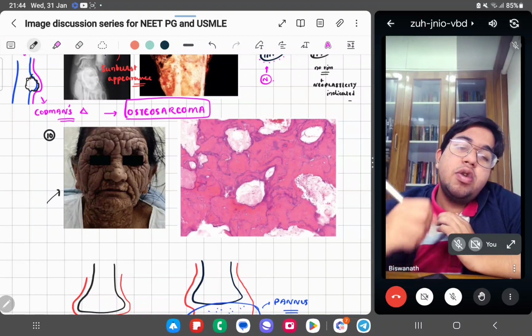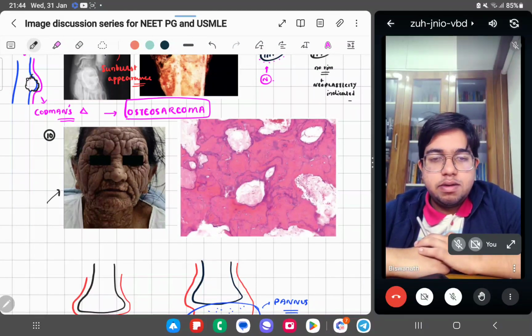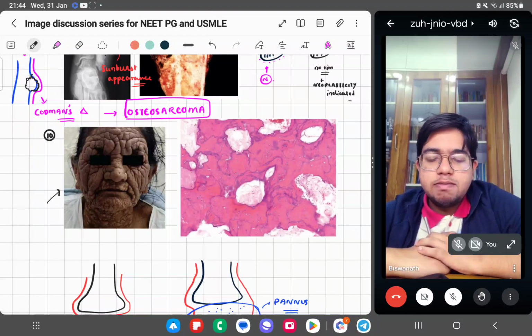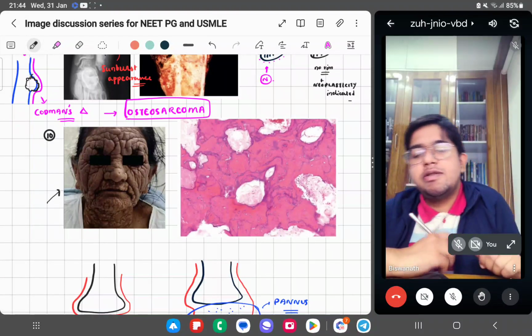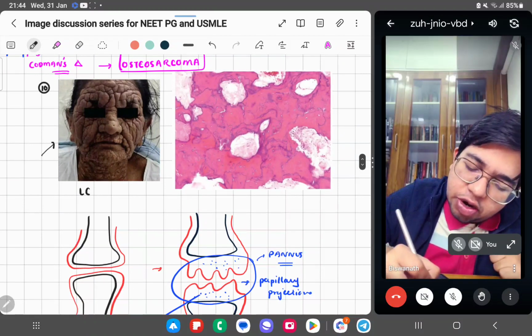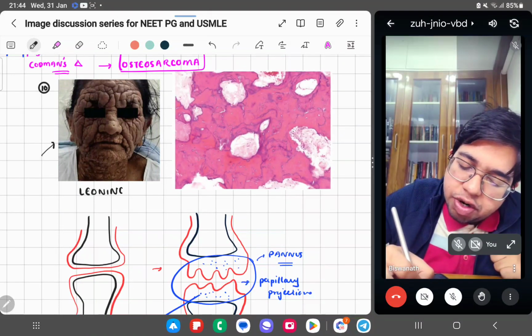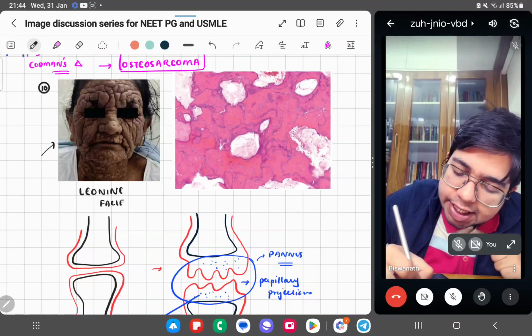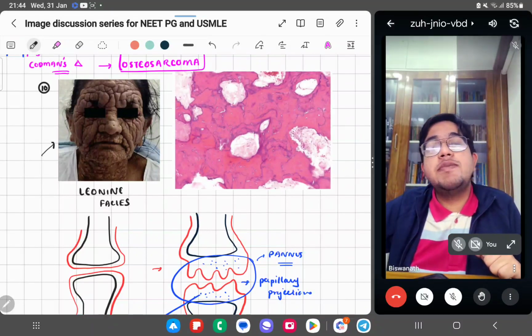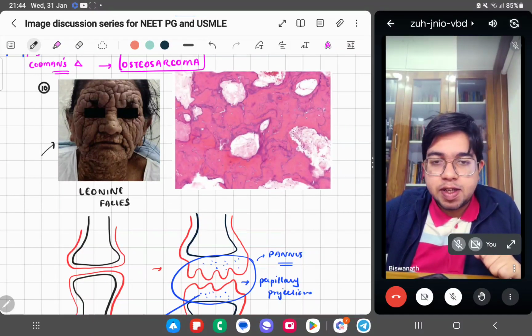Does this patient look like a lion? Mark my words, lion. Okay, so some might look. This is called leonine facies. Leonine facies means the lion-like appearance of the face.